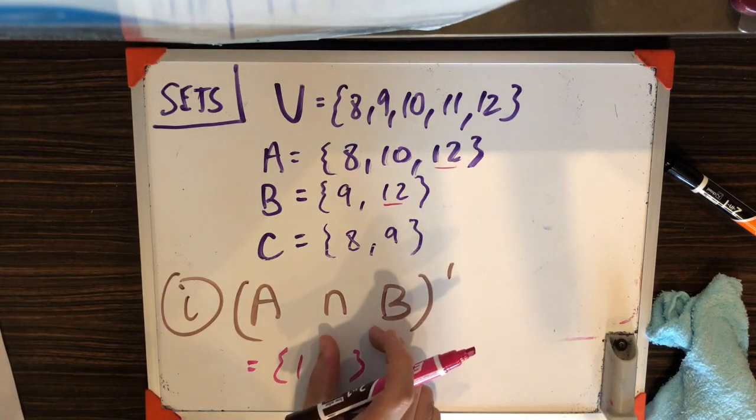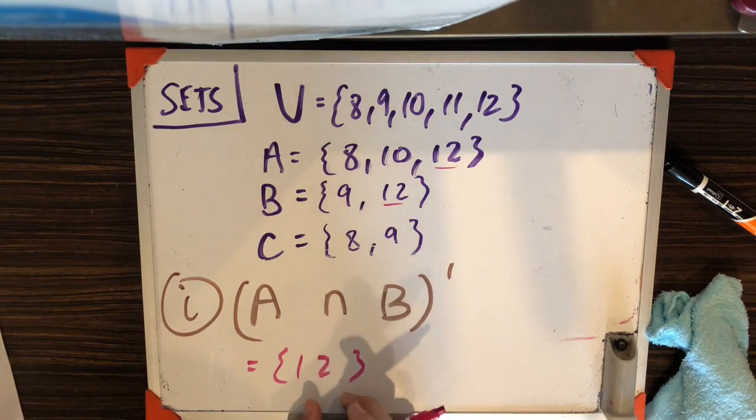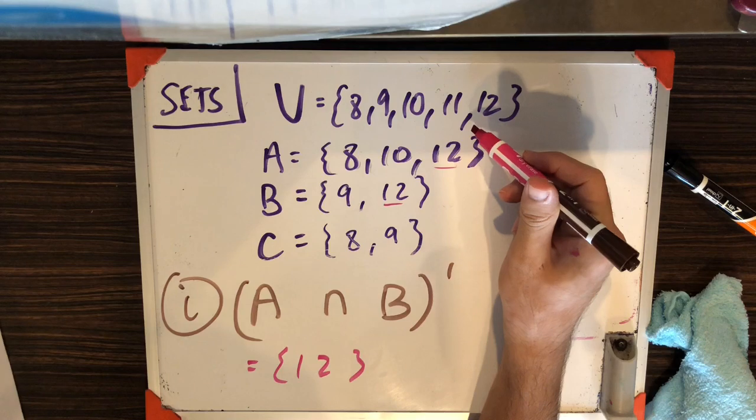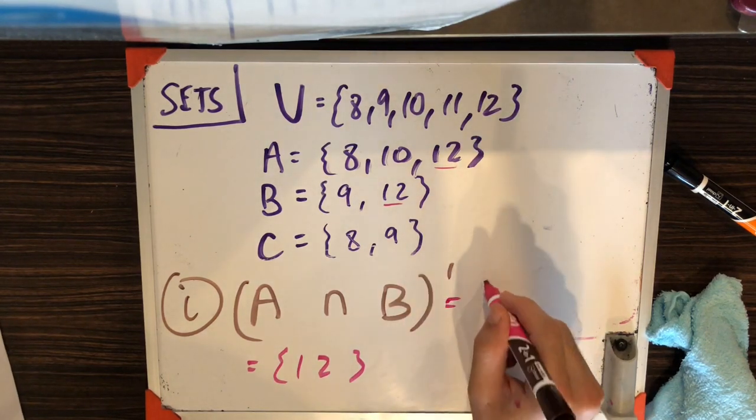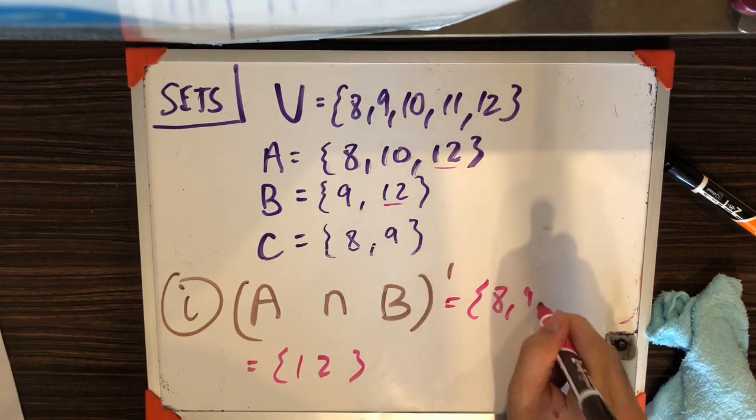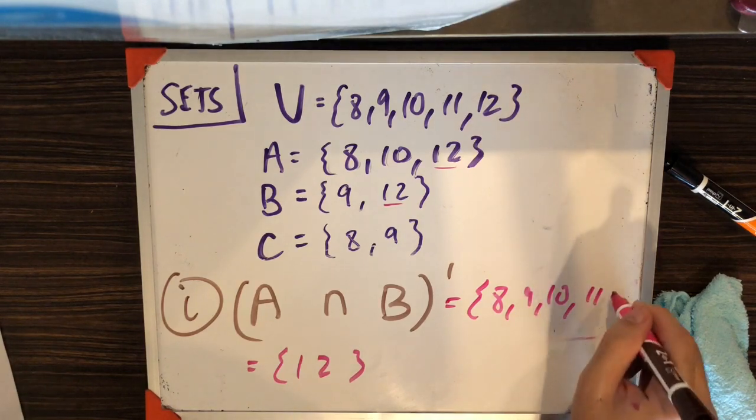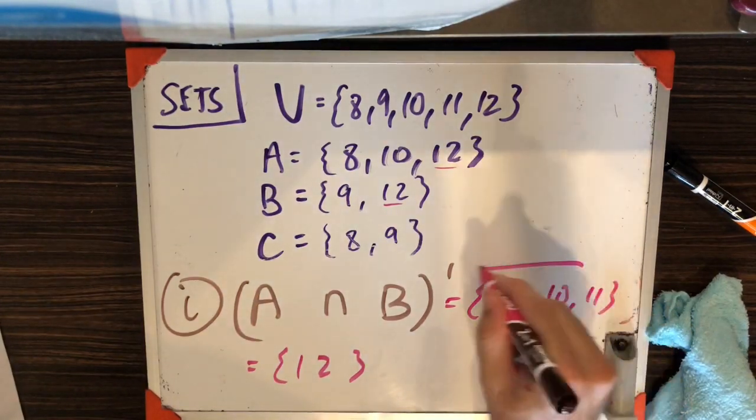Okay? Now, it says complement of 12, right? Or complement of A intersection B. Okay, so what exactly is not mentioned in the set, but still in your universal set? Okay, well, that would be 8, 9, 10, and 11. Okay, so this should be your answer.